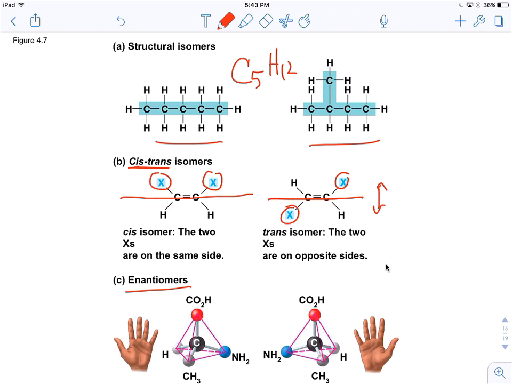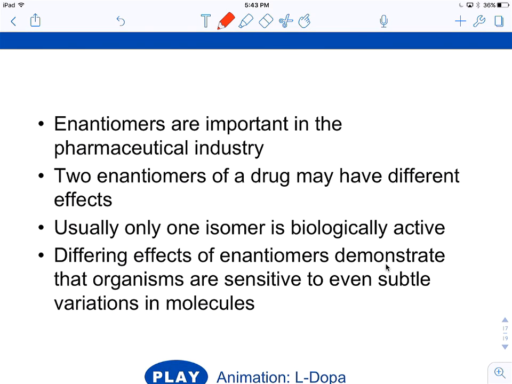And enantiomers, again, same formula, but they're mirror images of each other. So if you put up your two hands, your left and right hand, and hold them next to each other, they're mirror images. And that's how enantiomers work. And enantiomers are really valuable in the pharmaceutical industry. So you can have two enantiomers of a drug, and they can have significantly different effects. Usually one is like a placebo, it does nothing. And the other one does super fancy stuff.